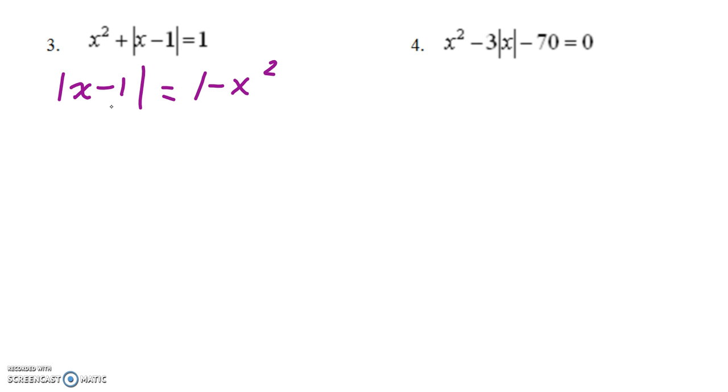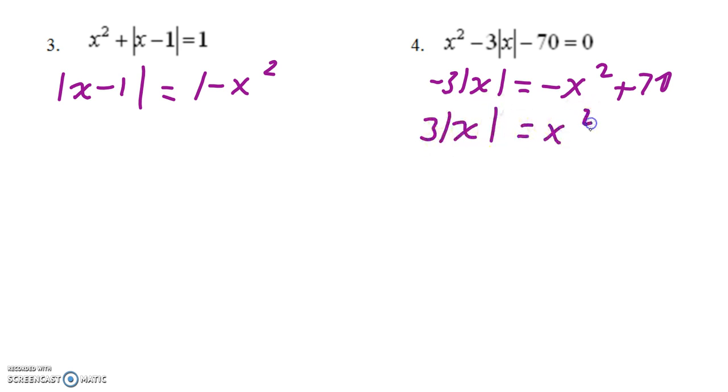Number 4 is kind of a pain because it's just the way that it's set up that confuses students. But if we think about isolating the variable, and we keep -3 times the absolute value of x on this side and move the x squared and the 70 over, if we subtract the x squared, we'd have -x squared. If we added the 70, we'd have plus 70 over here. This one, you could keep going and divide everything by a negative and get 3 absolute value of x equals x squared minus 70.